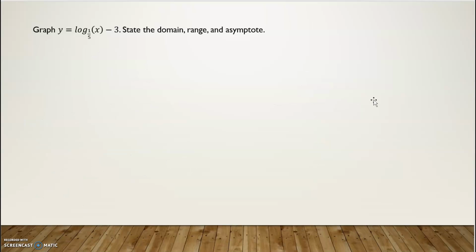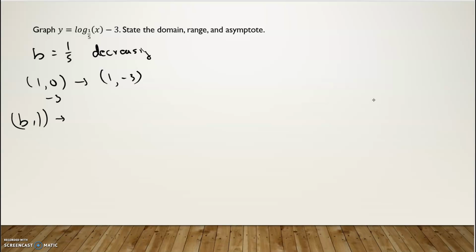Okay, then let's look at this one right here. Our b is equal to 1/5, so we are going to have a decreasing function. Okay, we're going down by 3 units, so 1, 0. Subtract that by 3, so 1, -3. The b, 1, which is 1/5, 1. We need to subtract that by 3 as well. So that'll be 1/5, -2.